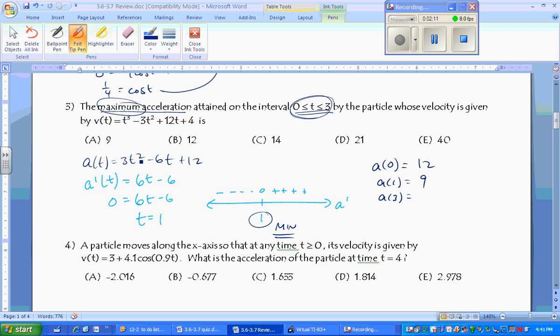Put 3 in there, 3 squared is 9, times 3 is 27, minus 18, 9 plus 12 is 21. So our maximum acceleration on that interval is actually when t equals 3. It's 21. So, I've said it before, it's important to check those endpoints when we have a set up interval where it's a closed interval. It could be 0 or 3.